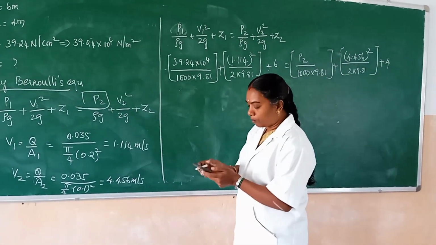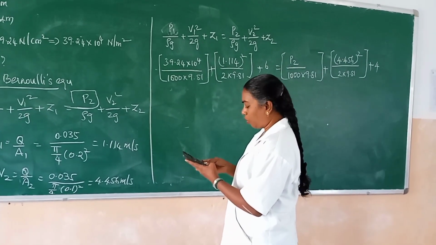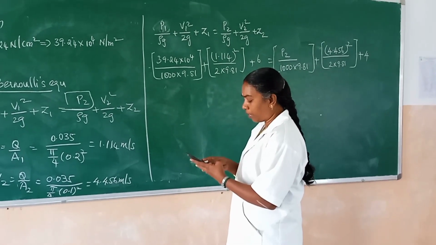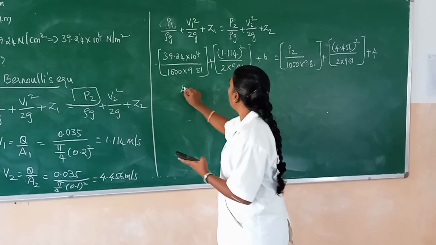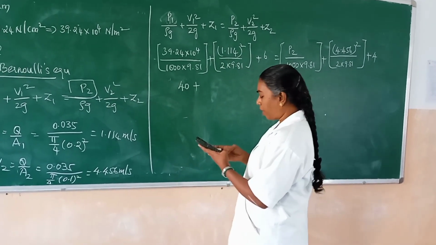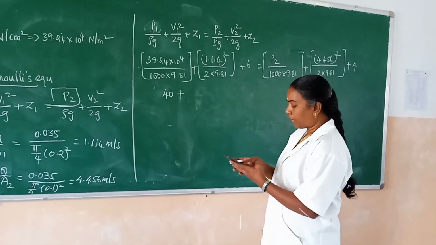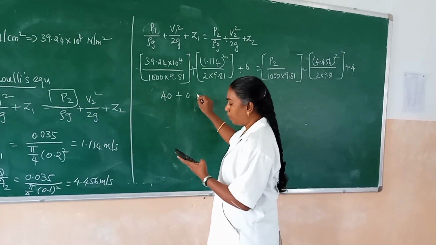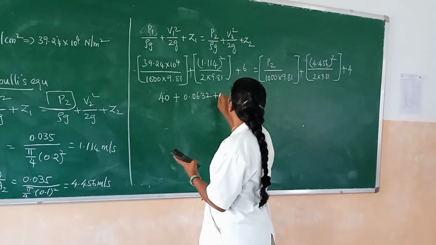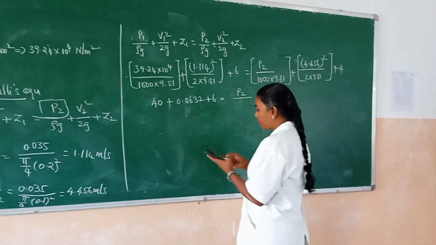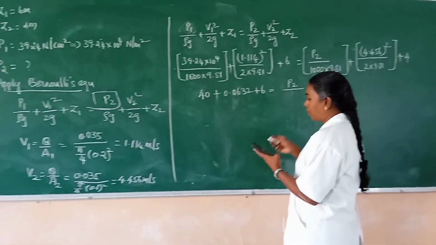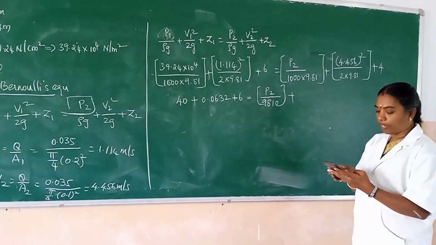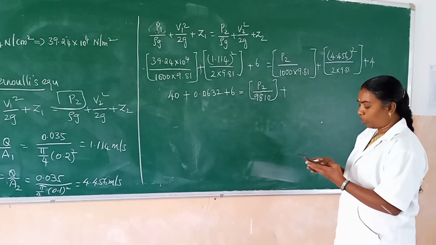When we multiply this, 39.24 into 10 to the power of 4 divided by 1000 into 9.81, we will get 40, plus 1.114 square divided by 2 into 9.81, we will get 0.0632, plus 6 is equal to P2 by 9810 plus 4.456 square divided by 2 into 9.81.